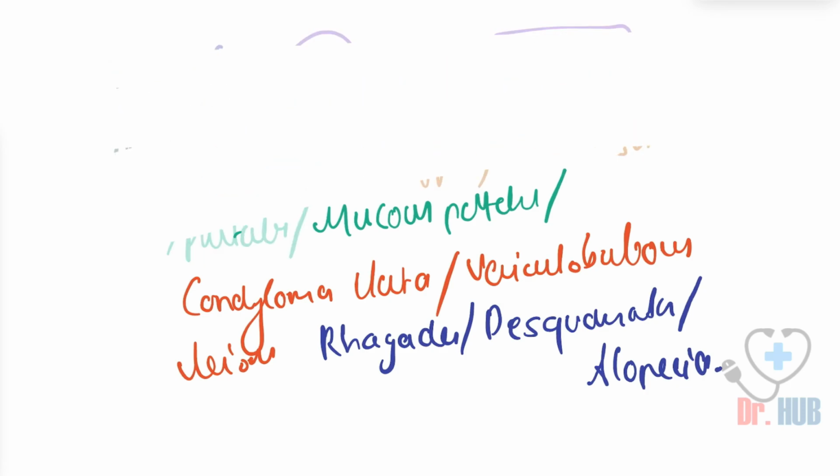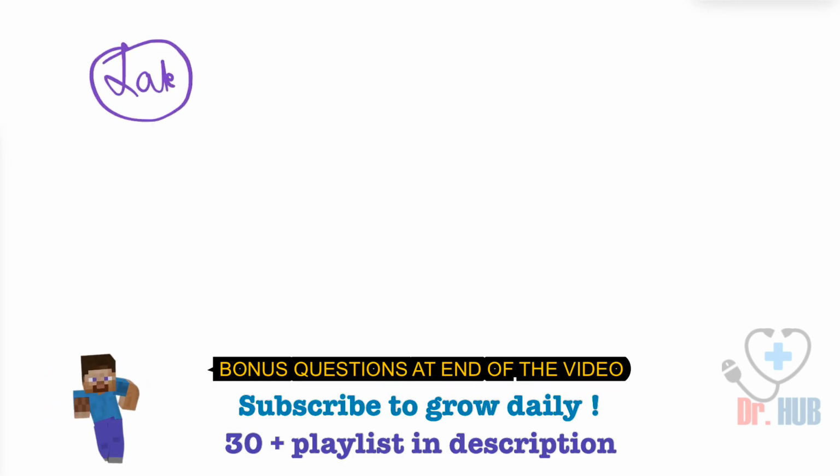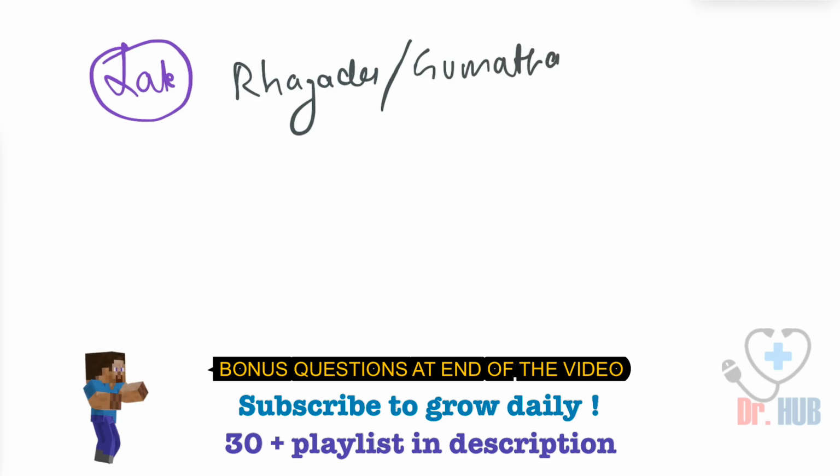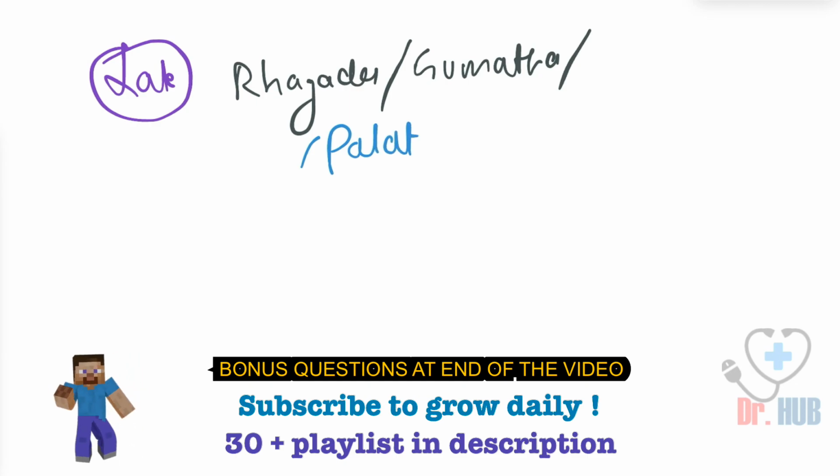Then we move on to the late features of the mucocutaneous. So what are the late features? Under late features, it includes the rhagades. Then there is also the gummata. There is also the presence of the palatal perforation.